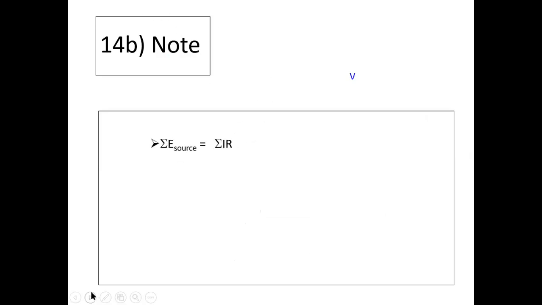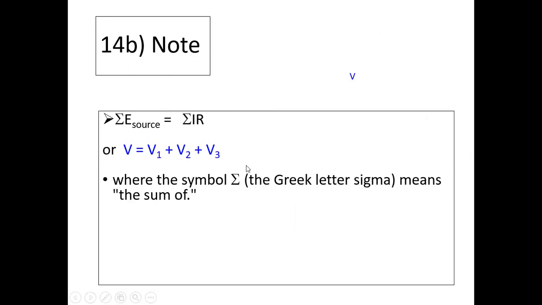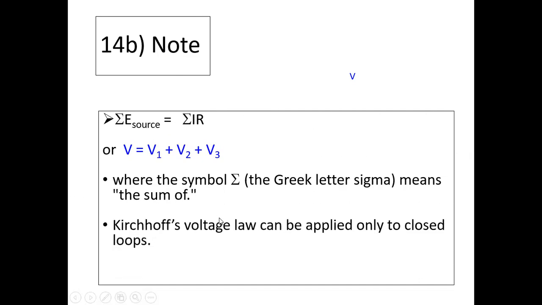I thought the other one was EMF equals potential difference. Yes, the source of EMF and the source of PD drop, as we have shown previously. You have the source of EMF, either one, and then the PD drop in the three resistors, depending on the question. That symbol is the Greek capital letter sigma, which stands for the sum of. Remember, we apply Kirchhoff's voltage law to a closed loop.